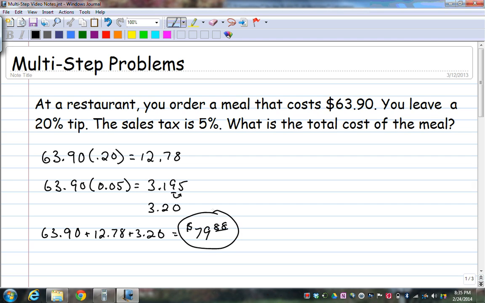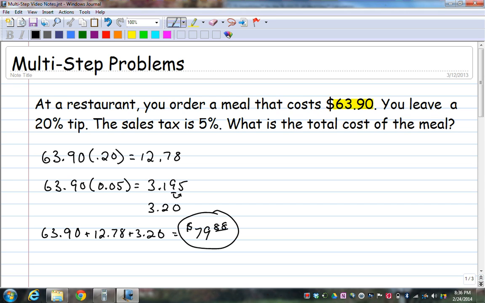Now it's important to realize that when you leave your tip, you're not going to leave it on the tax. That's why the tax and the tip were both figured off of the original price of the meal, the $63.90. You don't add the tax and then find the tip. You find the tip and the tax based off the meal price itself.